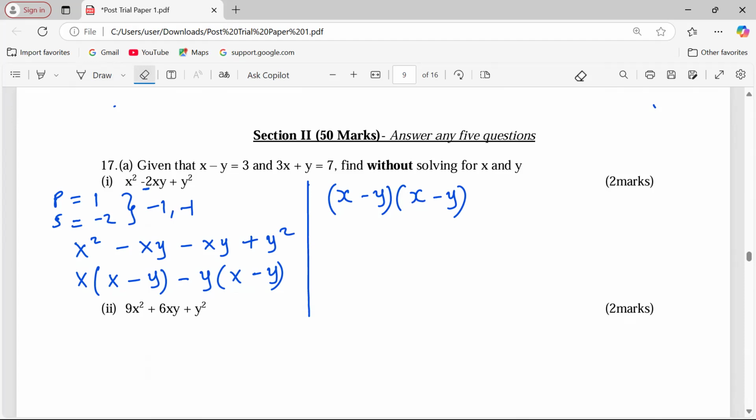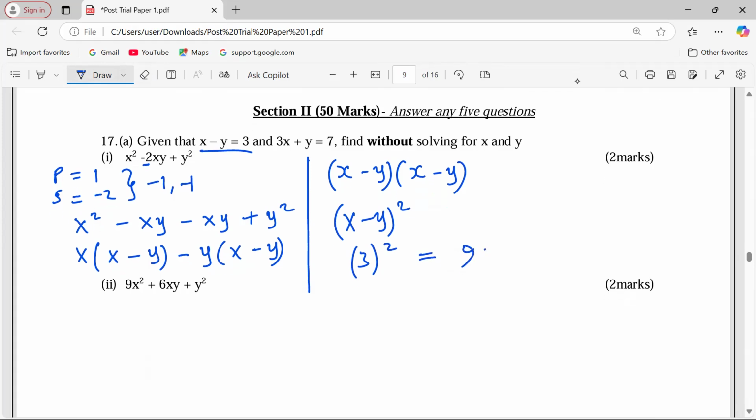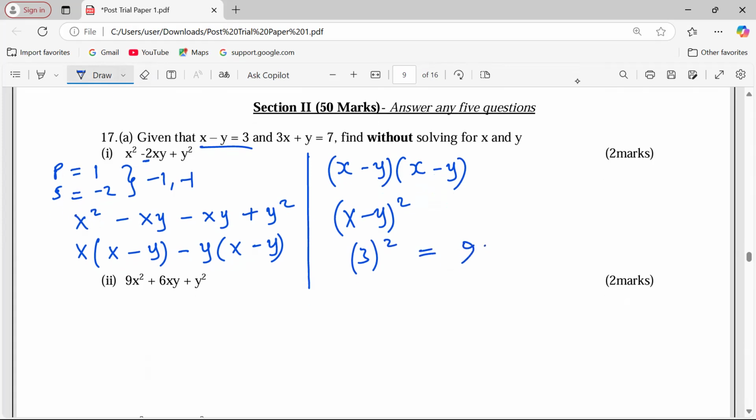Therefore, in simpler terms, we have x minus y squared. And the value of x minus y has been given as 3. So 3 squared gives us 9. So we've gotten the value.